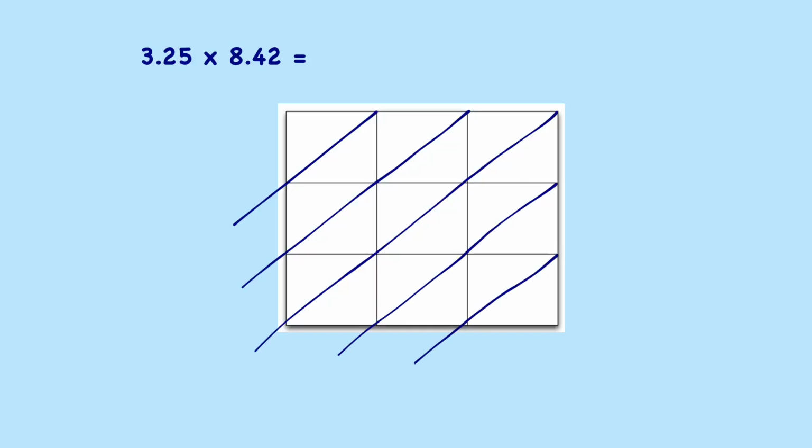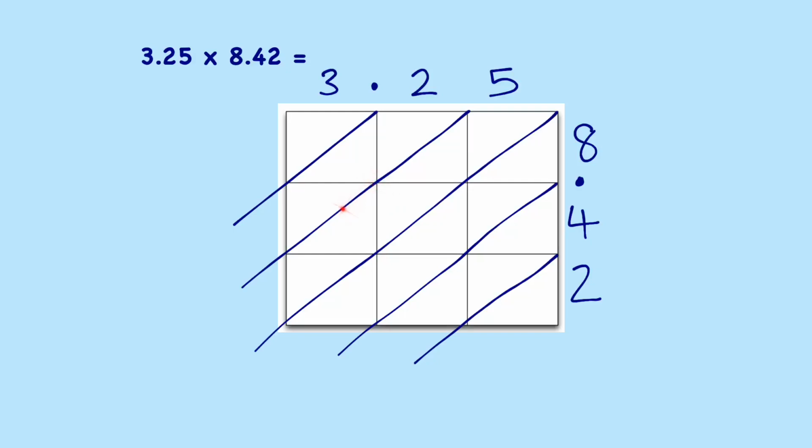So here we have 3.25, making sure that decimal point goes on either a horizontal or a vertical line, and 8.42. Now remember that the first step is to make sure we know where the decimal point is going in our answer. So we're going to see where these decimal points meet. So we can see that the decimal points meet here if we follow along the horizontal and vertical lines.